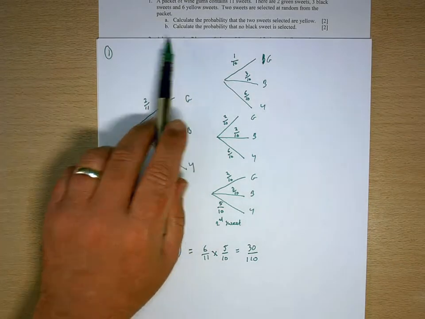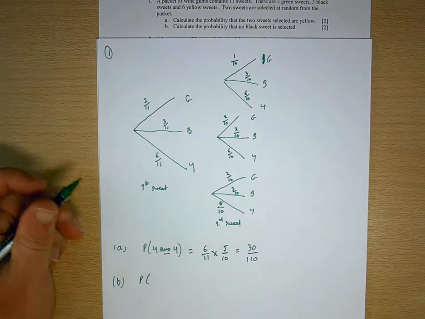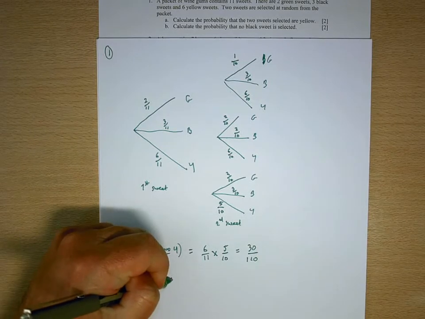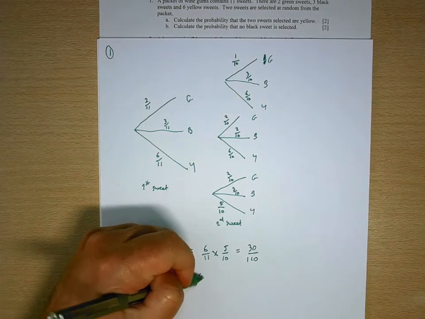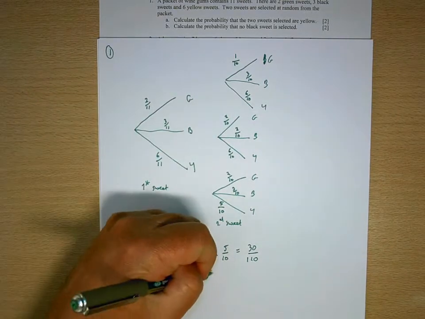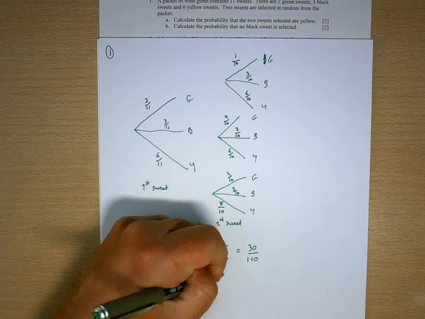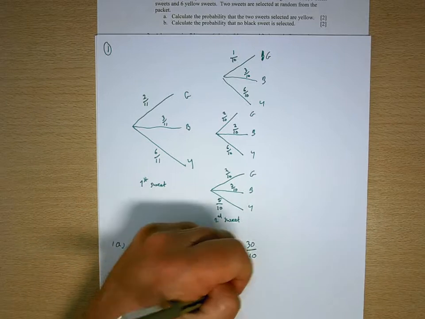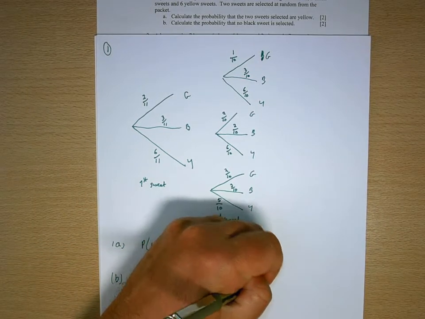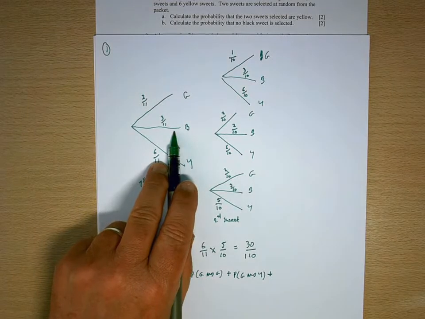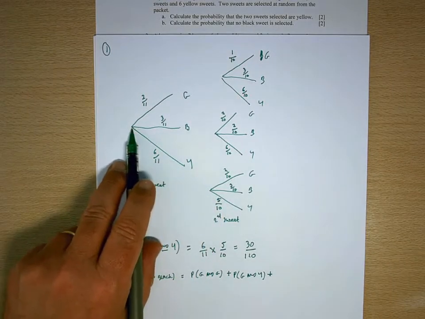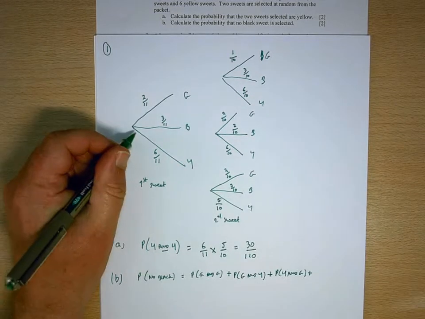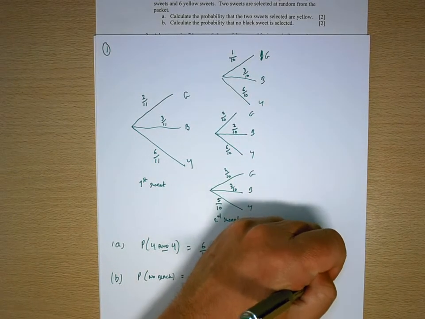But probably for this one, it's easier to actually go the way that I'd originally explained. So the probability of no black will be the probability of green and green, or green and yellow, or can't be anything off this branch, so or yellow and green, or yellow and yellow.